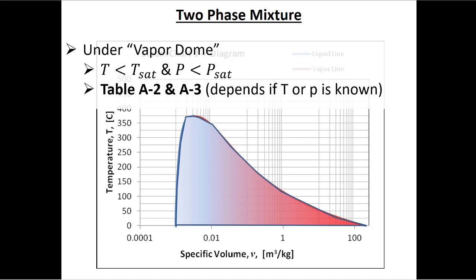So here we're going to use either table A2 or A3. I believe table A2 is when you know the temperature, and table A3 is when you know the pressure.